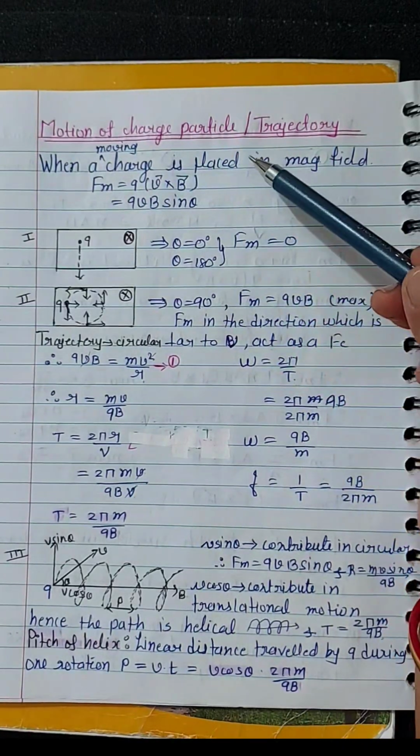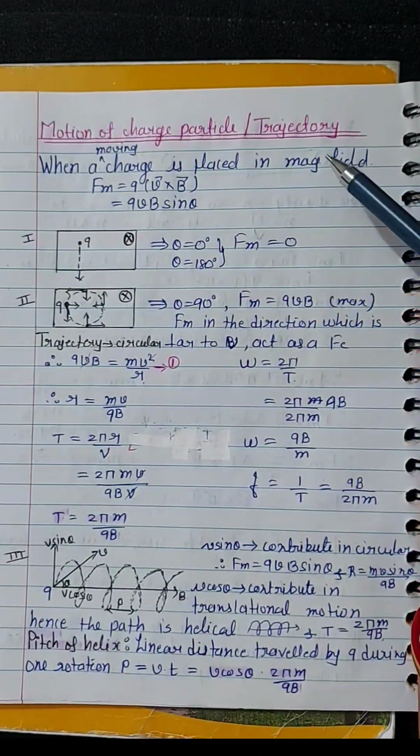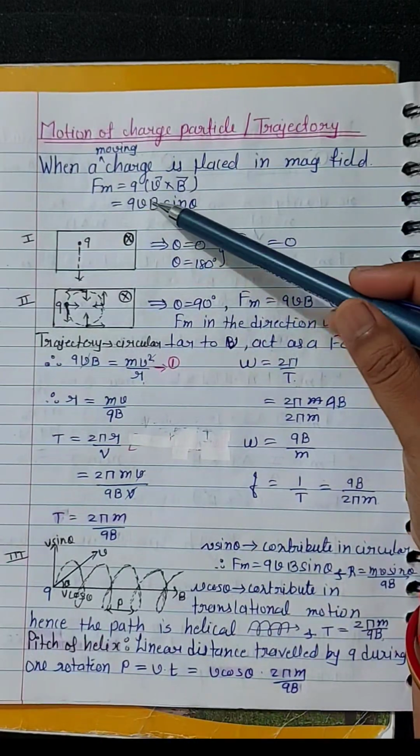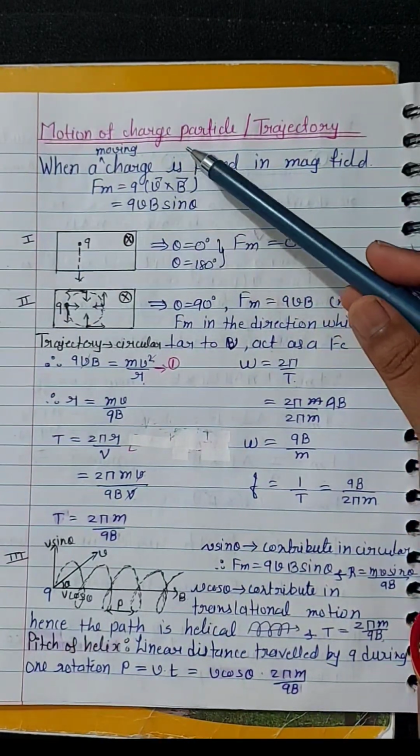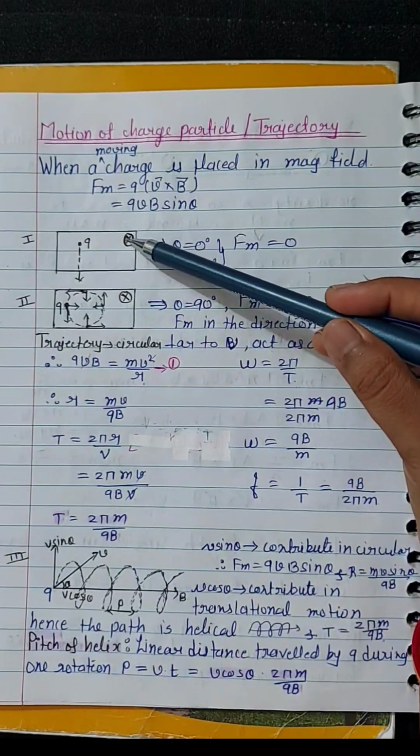Trajectory or motion of a charged particle in a magnetic field. When a charged particle is placed in a magnetic field, the Lorentz magnetic force Fm is qvB sin theta. We will learn the motion of a particle in three different cases. Here we have a uniform magnetic field which is directed inside.